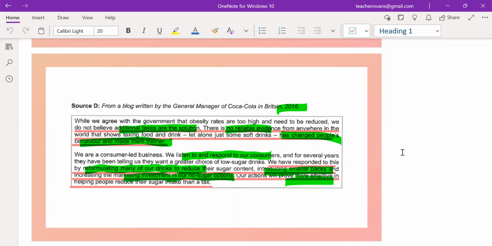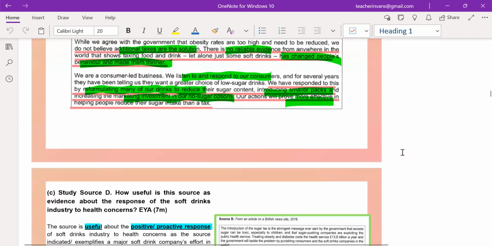Now, of course, when you look at it, this guy is the general manager of Coca-Cola. He is not going to agree on a tax, come what may, right? So obviously the "not useful" suddenly blinks out and highlights to you that it may not be useful. It may not be 100% reliable. All right, but let's go back and answer the question first.